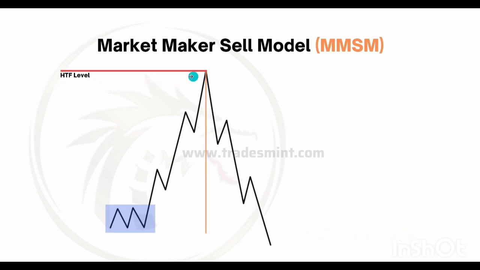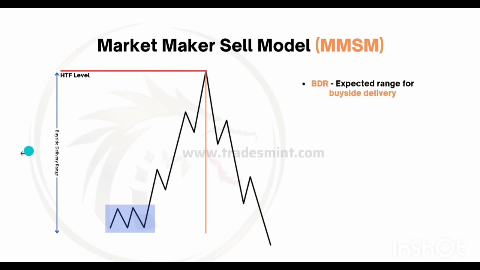Now, let's focus on the left side of the curve. From the initial consolidation low to the higher time frame level where we expect price to reach for, this is known as the BDR, our buy side delivery range. This is our range of opportunity to hunt for setups before we reach the higher time frame objective and essentially the completion of the buy program.